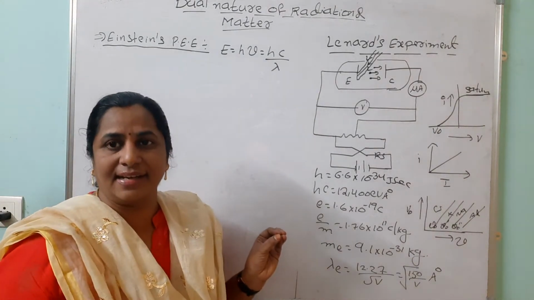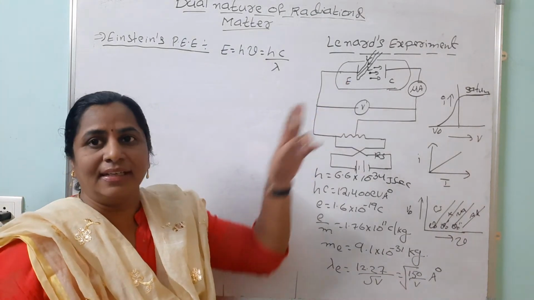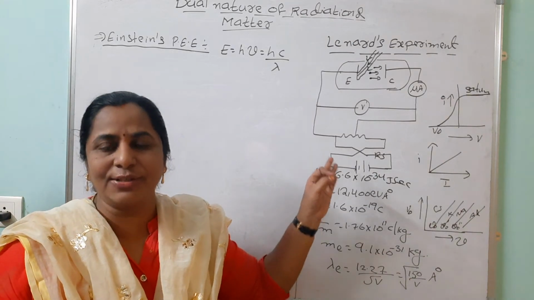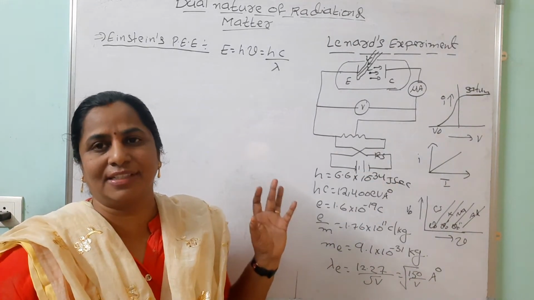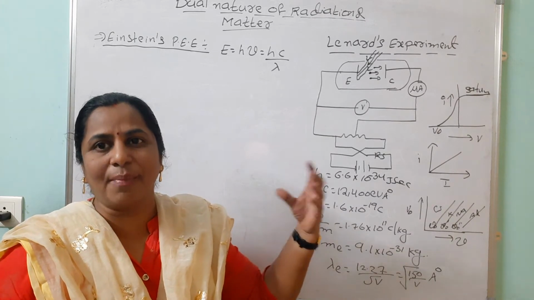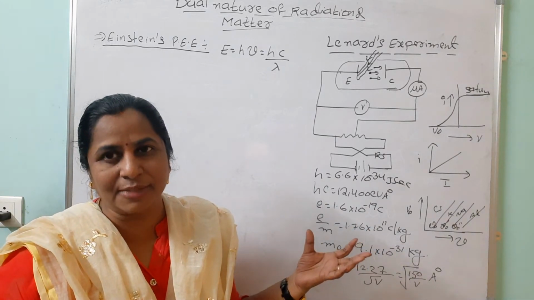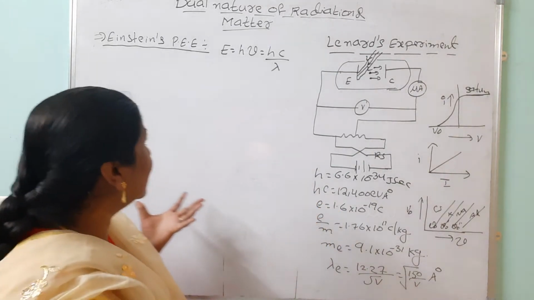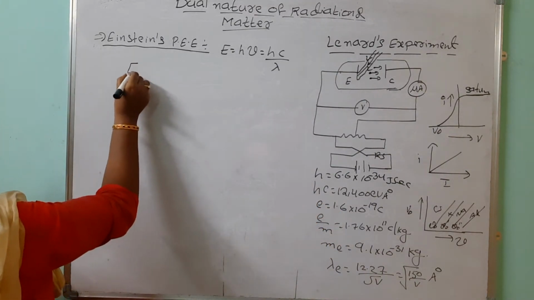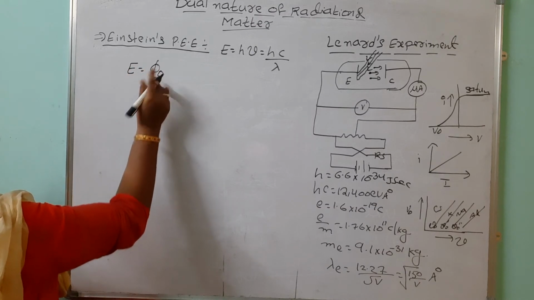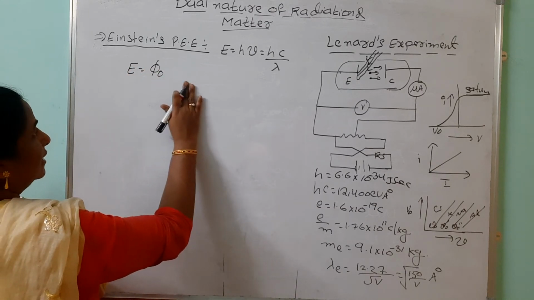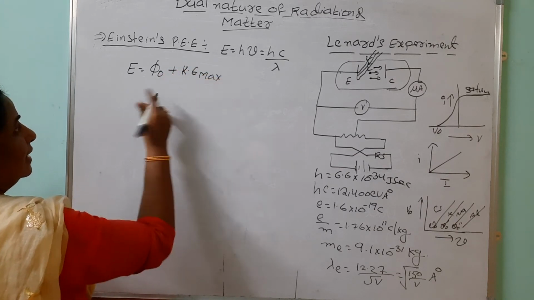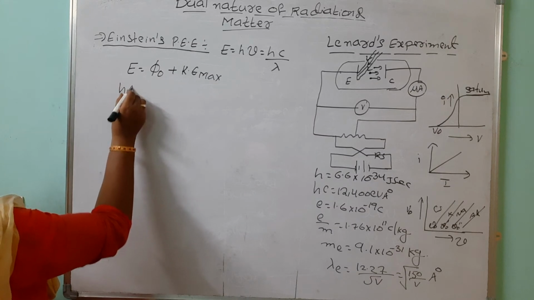So whenever this energy comes and falls on the metal, it is utilized in two ways. A part of the energy is utilized to liberate the electrons, nothing but the work function, and the remaining gives the maximum kinetic energy to the liberated electrons. This is how to write the equation. E equals a part, first part is to liberate the electrons, nothing but the work function, the second one is the maximum kinetic energy. Then instead of E, we write h nu.